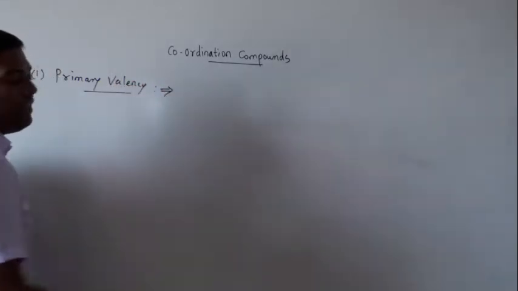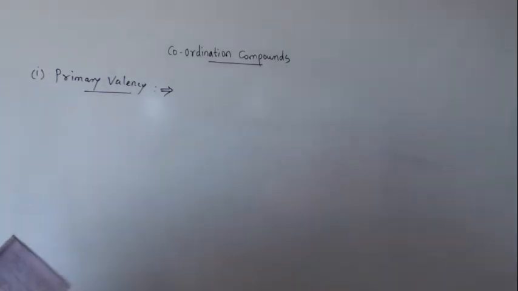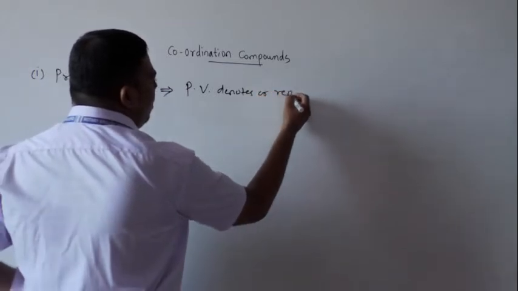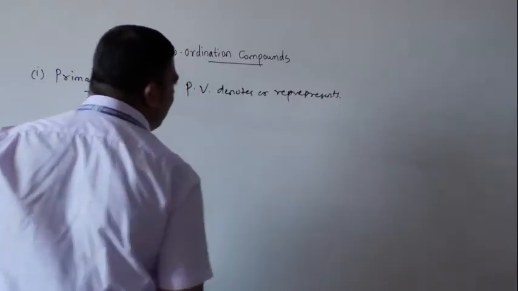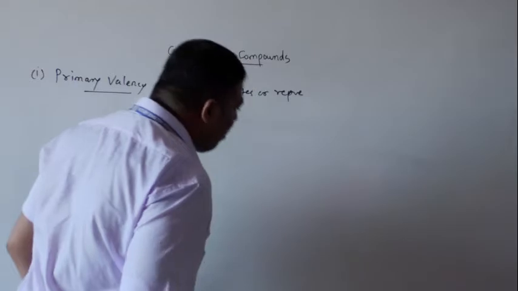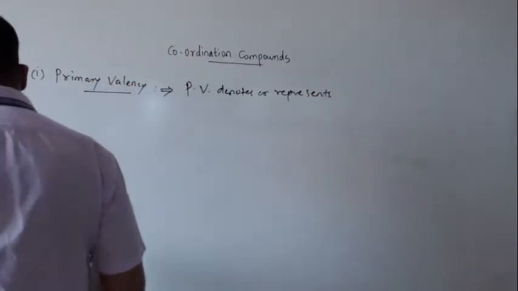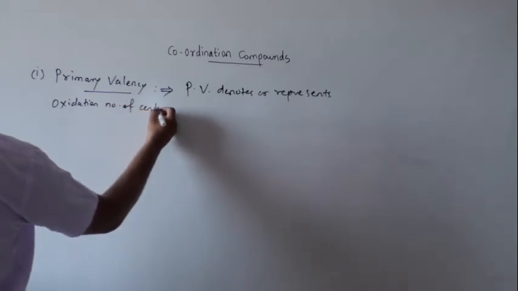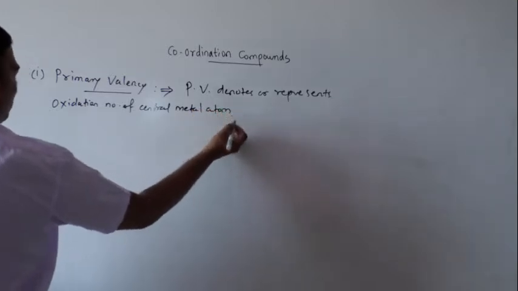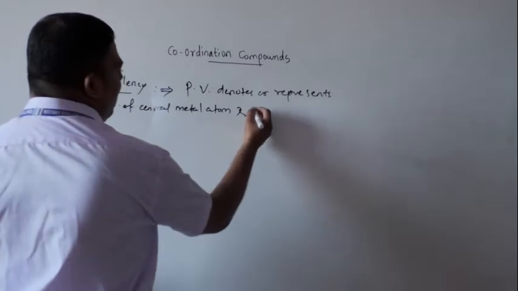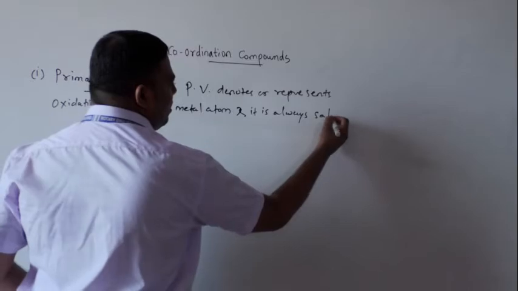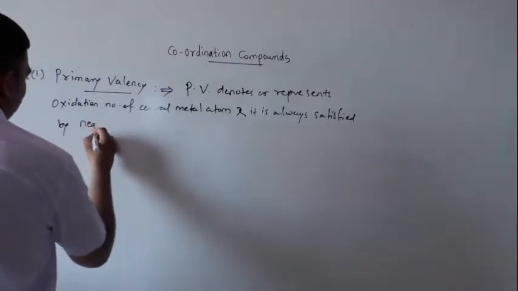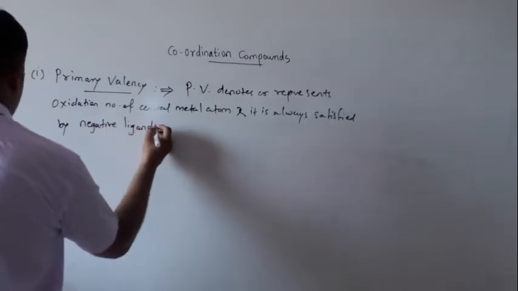In primary valency, pay attention, primary valency we can write as PV. Primary valency denotes or represents the oxidation number of the central metal atom, and it is always satisfied by negative ligands.